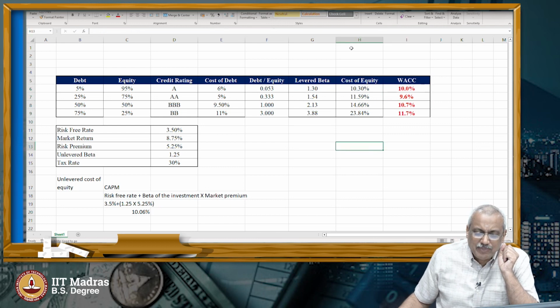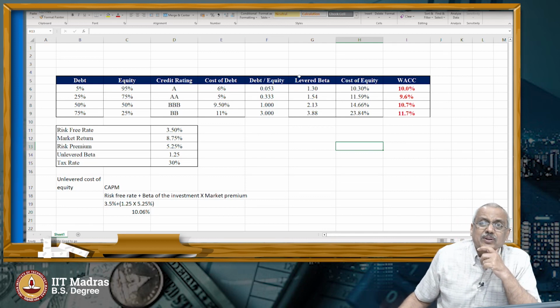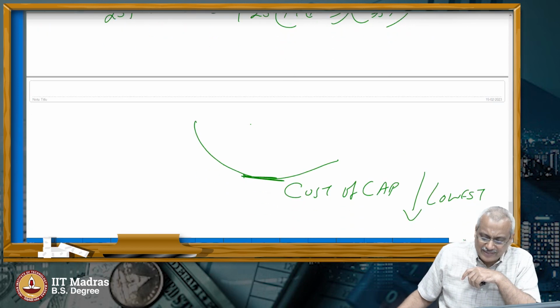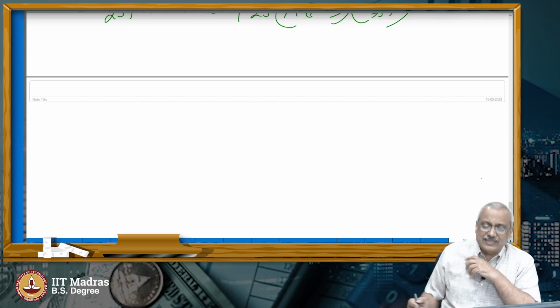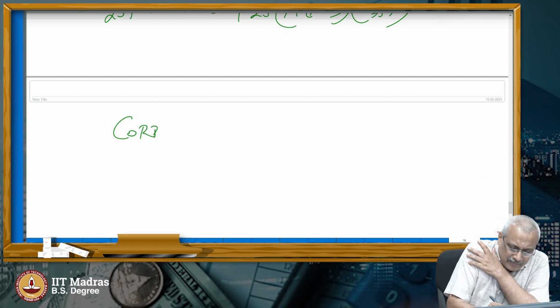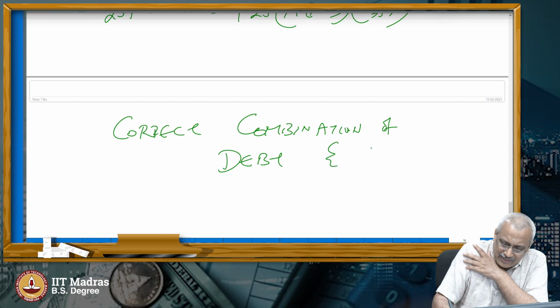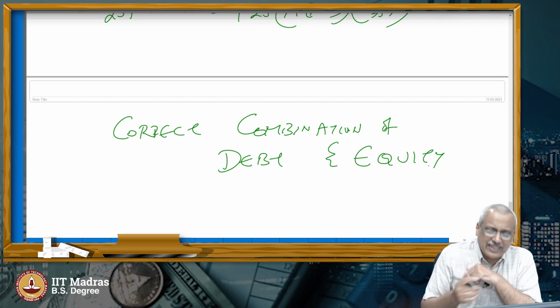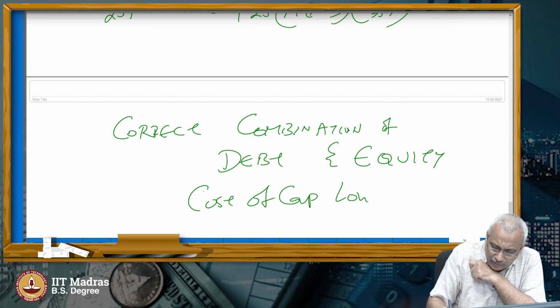That is where this becomes extremely important. This is where we talked about the optimum capital structure. In the optimum capital structure, we look at the correct combination of debt and equity, which will keep the cost of capital at the lowest.